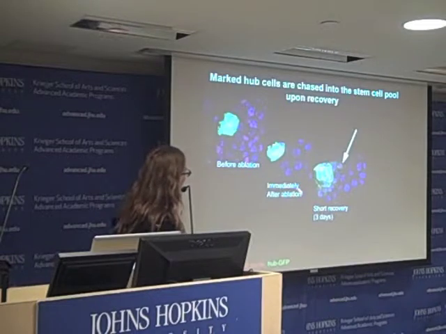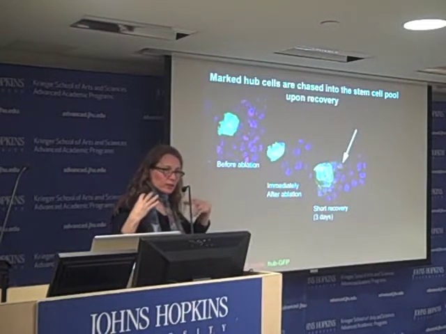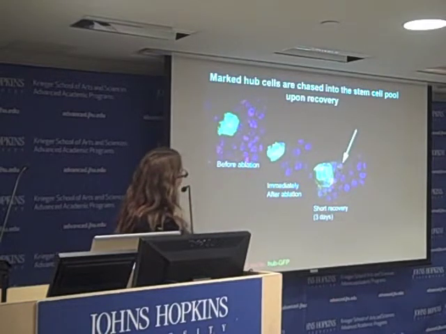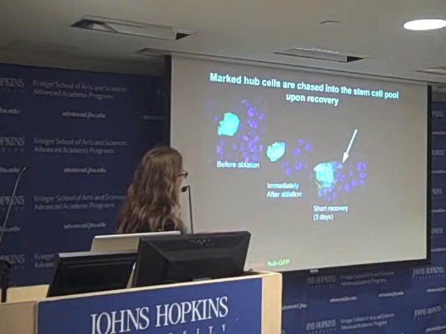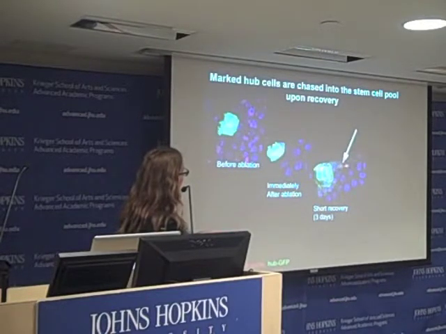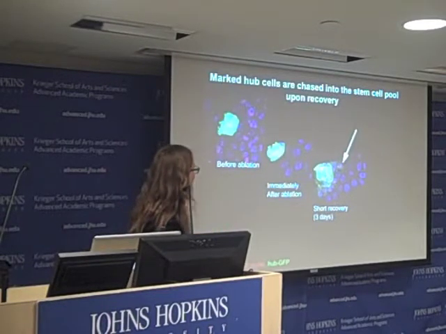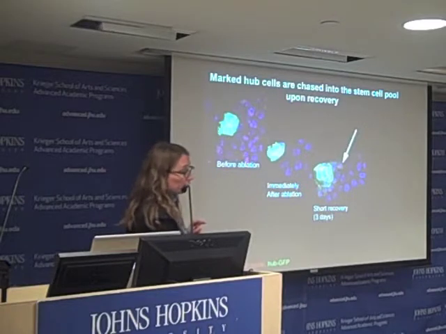Now you can see this is just 3 days after we let the tissue try to recover from this grievous injury we've done. So the hub is looking a lot less compact, and you can clearly see that there are cells that express both the GFP marker and are upregulating this somatic stem cell lineage marker at the same time. So that was very exciting.